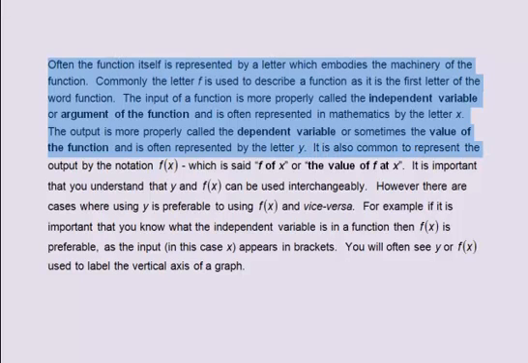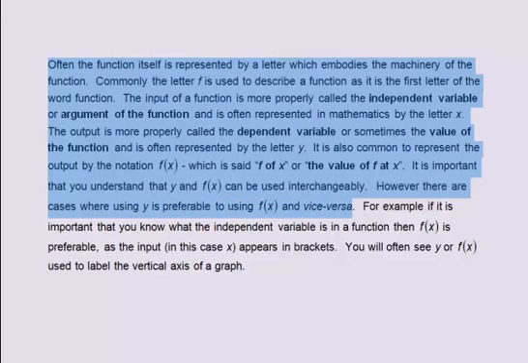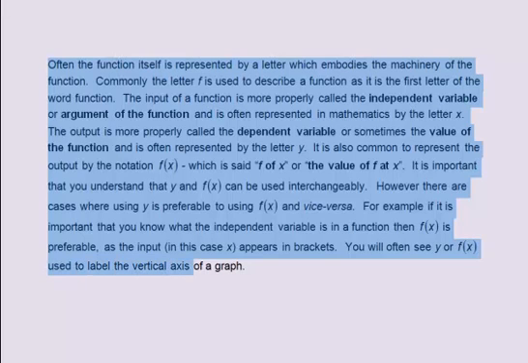It is also common to represent the output by the notation f(x), which is said "f of x", or the value of f at x. It is important that you understand that y and f(x) can be used interchangeably. However, there are cases where using y is preferable to using f(x), and vice versa. For example, if it is important that you know what the independent variable is in a function, then f(x) is preferable, as the input, in this case x, appears in the brackets. You will often see y or f(x) used to label the vertical axis of a graph.